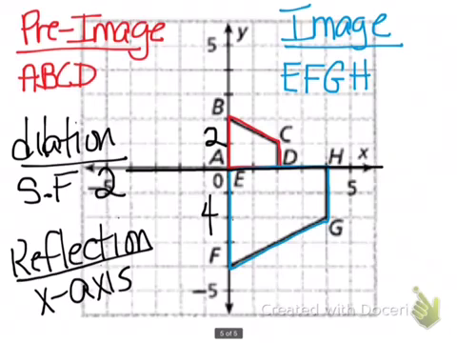So don't forget, when you're describing similarity transformations, you've got to be descriptive about how it's dilated or how it's reflected or how it's translated. We'll work more on these tomorrow.